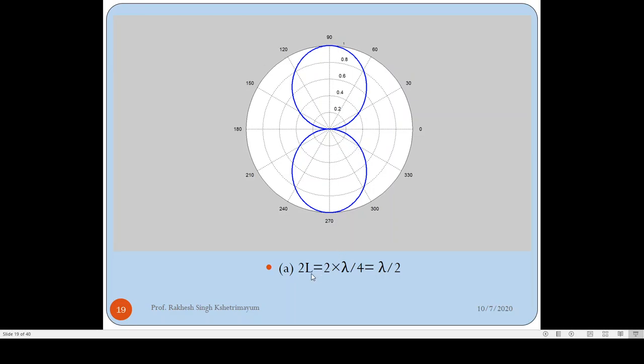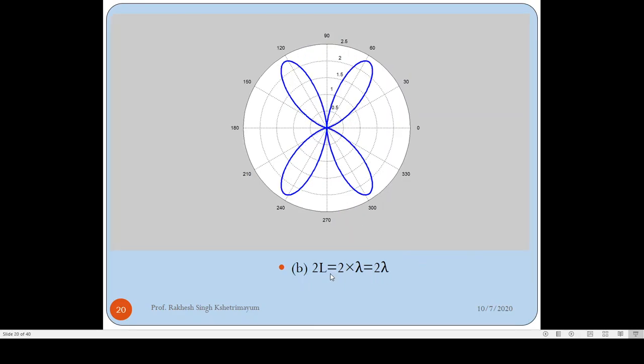For the particular case of a half wavelength dipole, which is the most widely used dipole antenna, what you have is maximum radiation along theta equal to pi by 2 and theta equal to 3 pi by 2, and zero radiation at 0 and pi.